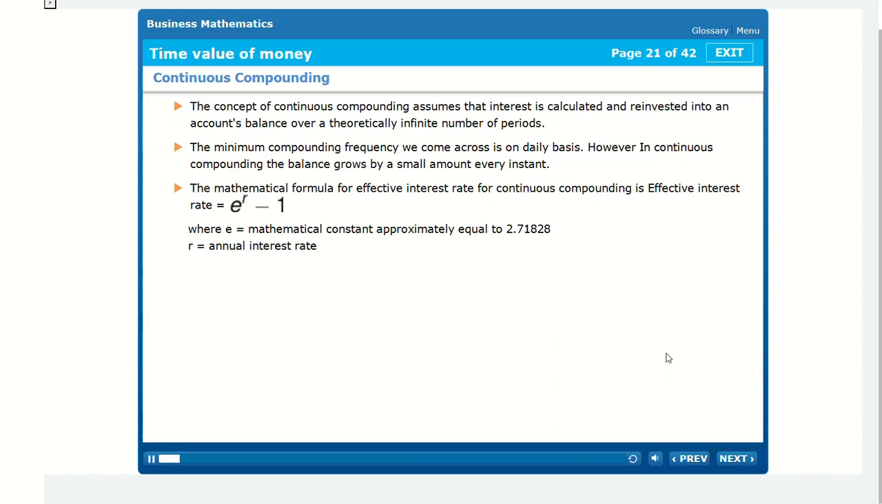Continuous compounding. The concept of continuous compounding assumes that interest is calculated and reinvested into an account's balance over a theoretically infinite number of periods. The minimum compounding frequency we come across is on daily basis. However, on continuous compounding the balance grows by a small amount every instant. The mathematical formula for effective interest rate for continuous compounding is effective interest rate equals e to the r minus 1, where e equals mathematical constant approximately equal to 2.71828, r equals annual interest rate.